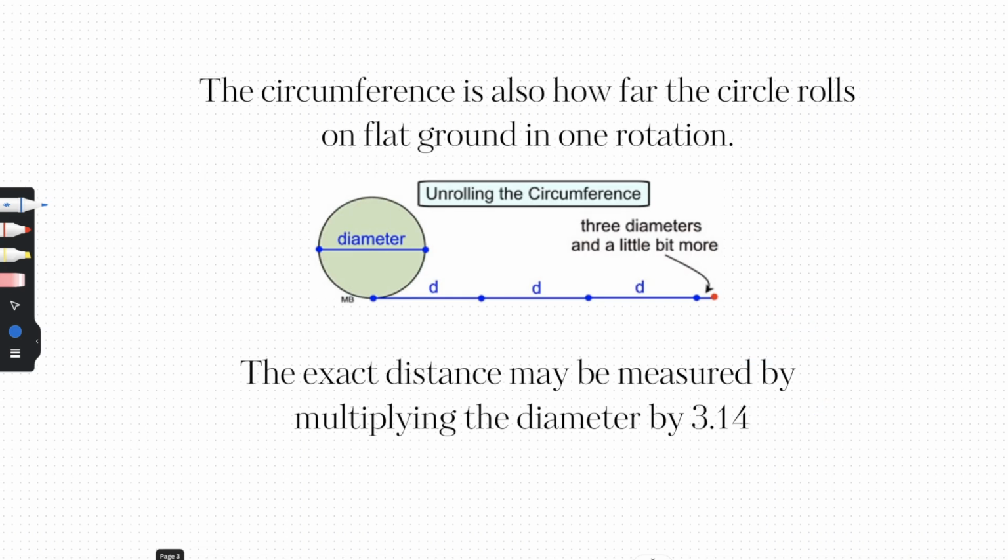And one way to look at that is to look at this visual of unrolling the circumference. The circumference is also how far the circle rolls on flat ground in one rotation. So imagine the circle here that I'm highlighting. Imagine if it rolled like a rock, right? One time, one revolution. The distance that it rolls would be 1 diameter, 2 diameters, and then 3 diameters in distance. But there's a little extra part right here, right? That extra part is 14/100ths of a diameter. And when you add them all up together, you get the number pi, which is 3.14.